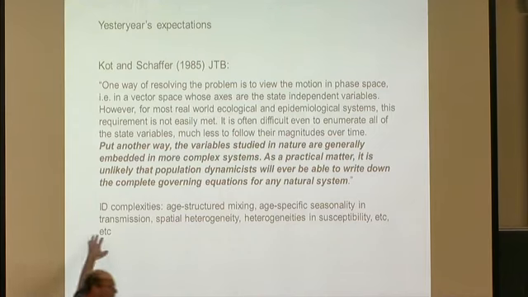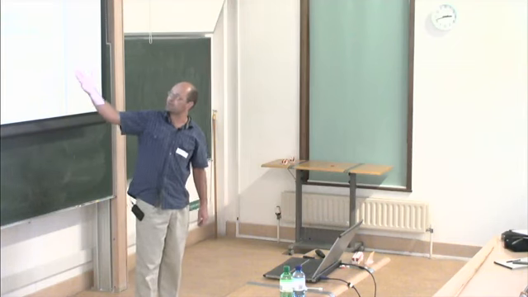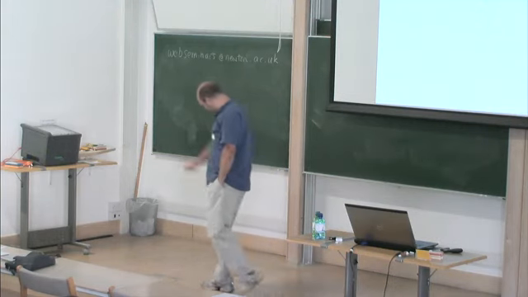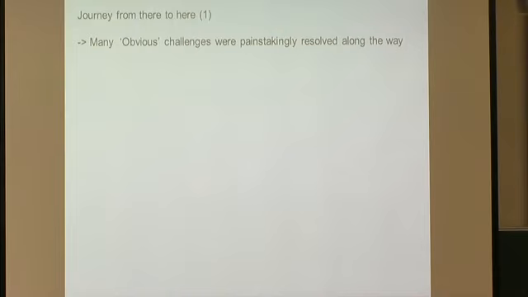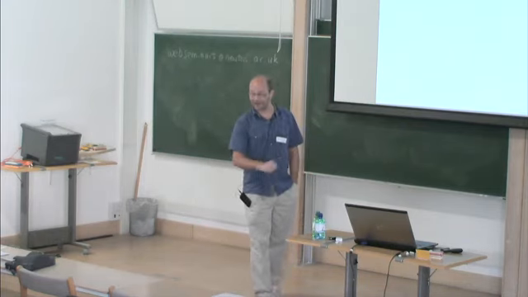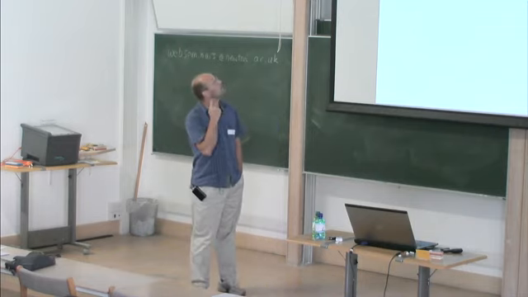And of course, for infectious diseases, those complications include things like age-directed mixing, age-specific seasonality in transmission. Some part of the population goes to school, some part of the population does not. Core groups, heterogeneities, etc. So lots of complications, and I think it's instructive to just look at how we got from that perspective, which was a pretty frank but much less ambitious perspective, of then versus now.